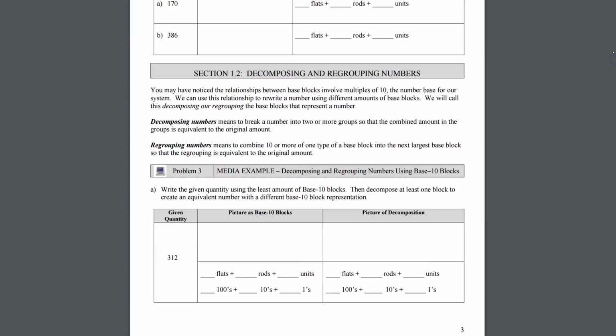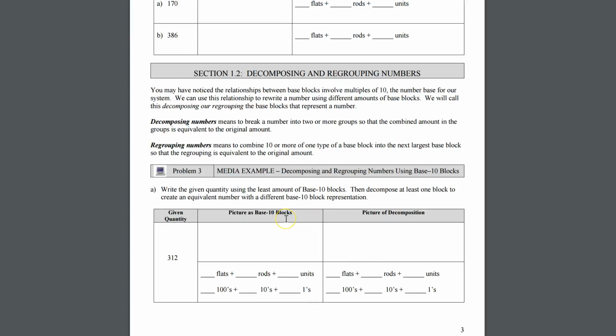And then here's section 1.2, which is decomposing and regrouping. There are some definitions here. We just looked at that. They have a given quantity, have them represent it, and then they can make any decomposition they want. So they have 312, they could break one of the hundreds or more than one of the hundreds into 10 tens. Then we want them to connect these ideas to the sum of the flats, rods, and units, and a flat being 100, tens, and ones.